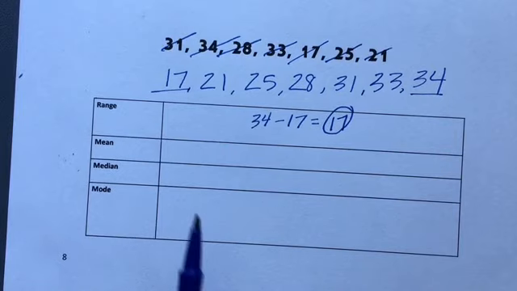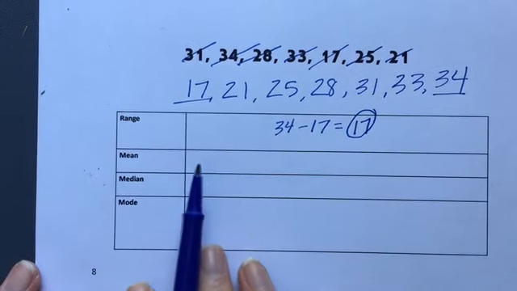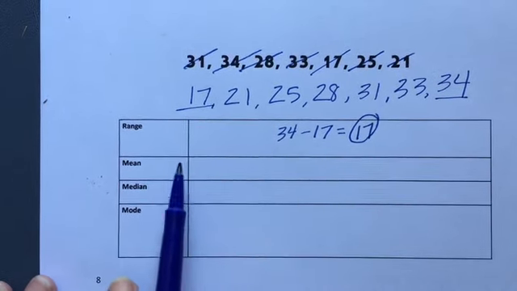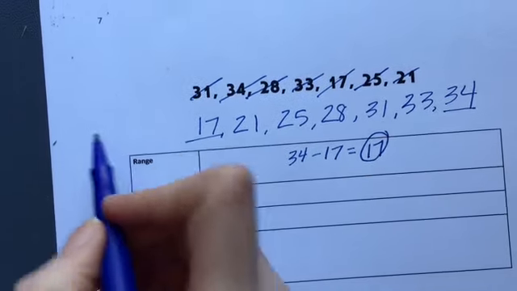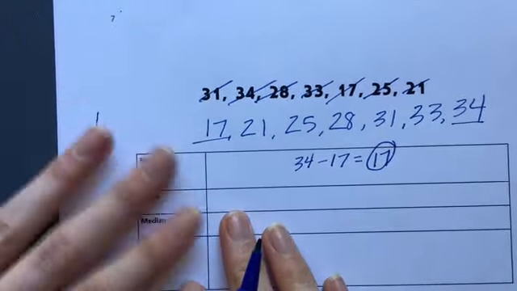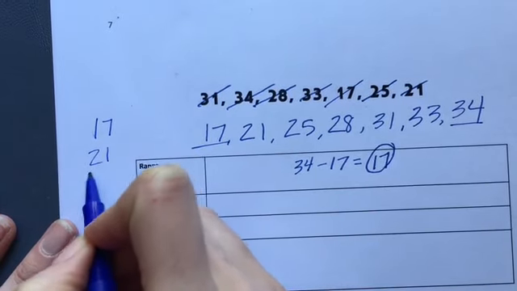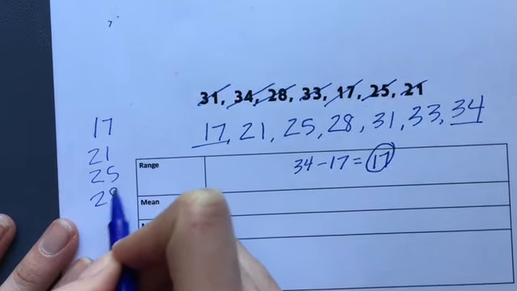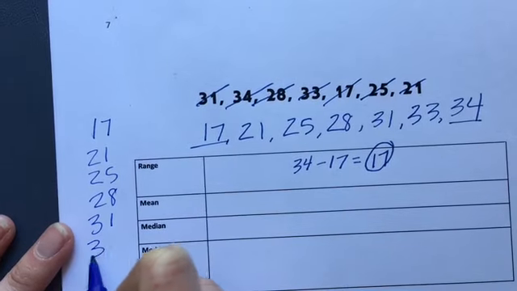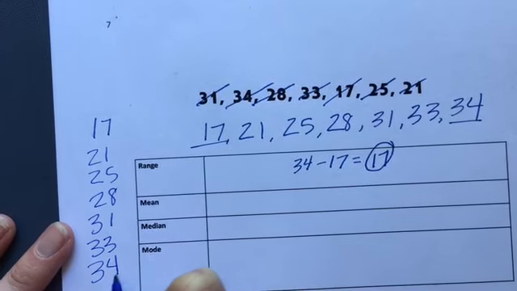Moving to our mean. Remember, mean is the sum of the scores divided by the quantity of the scores. So let's add these up. Again, if you have a calculator, you can use that. I'm just going to add them up over here. So 17, 21, 25, 28, 31, 33, 34.